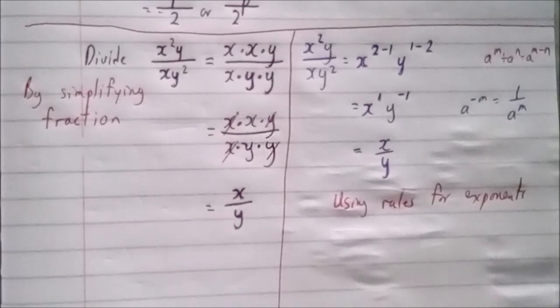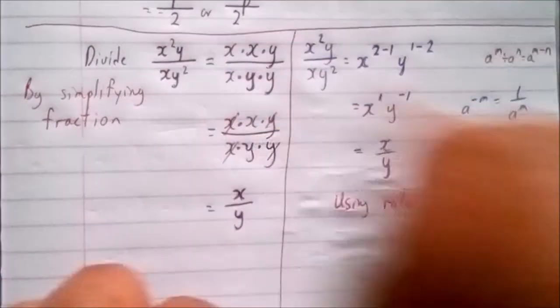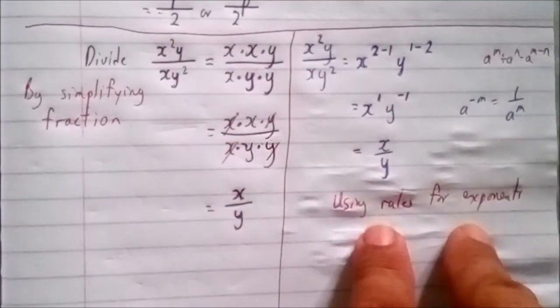Okay, so let's do a next example. We're going to do it both methods, simplifying fractions and rules of exponents. You will decide which method to use depending on the problem. If they tell you to use a particular method, then that method must be used. Okay, there's no ifs and buts there.